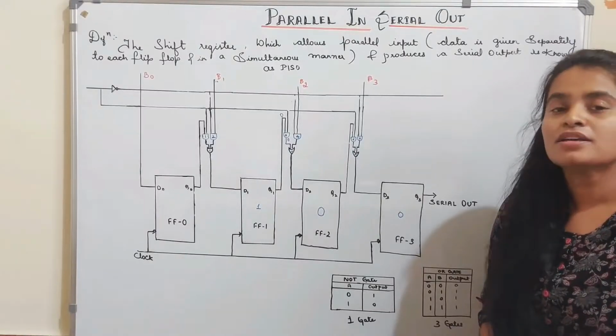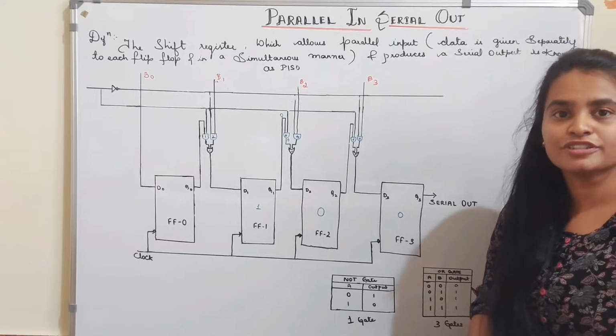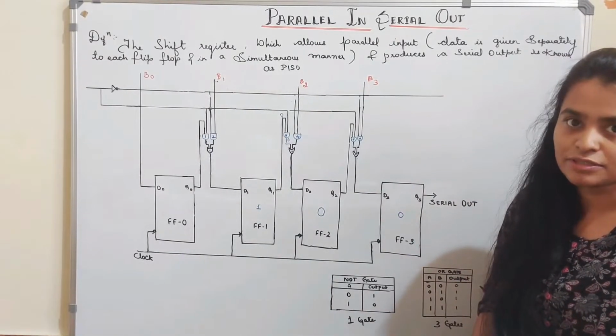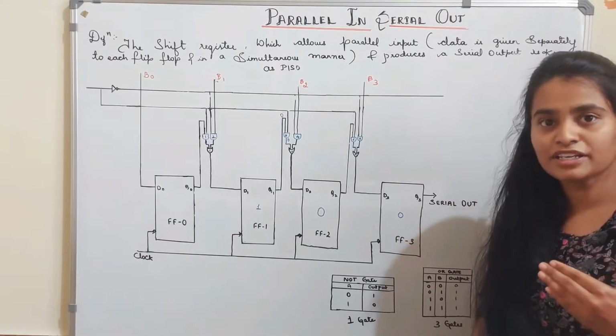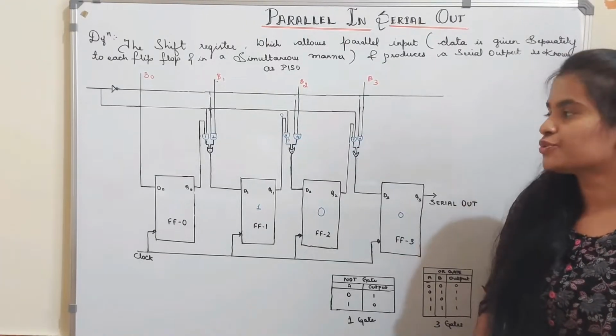Parallel input and serial output. Let's look into the definition. The definition says that the shift register allows the parallel input and produces the serial output. That is, the data is being given separately to the flip-flops in a simultaneous manner. Let's look into the construction.